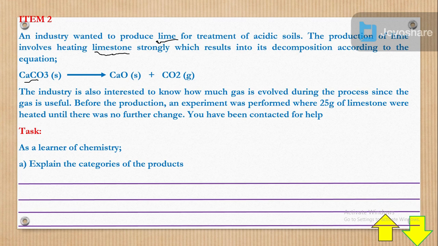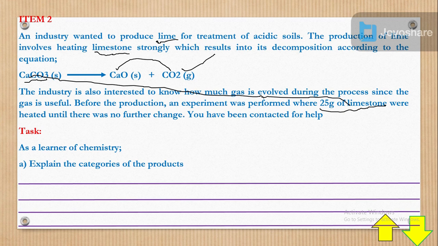Now, this calcium carbonate is limestone, so this arrow means we are heating, and then we shall get calcium oxide and carbon dioxide. Let's proceed. The industry is also interested to know how much gas is evolved during the process, since the gas is useful. By the way, carbon dioxide is useful. Before the production, an experiment was performed where 25 grams of limestone, but of course the word limestone also means calcium carbonate, take note of that, was heated until there was no further change.